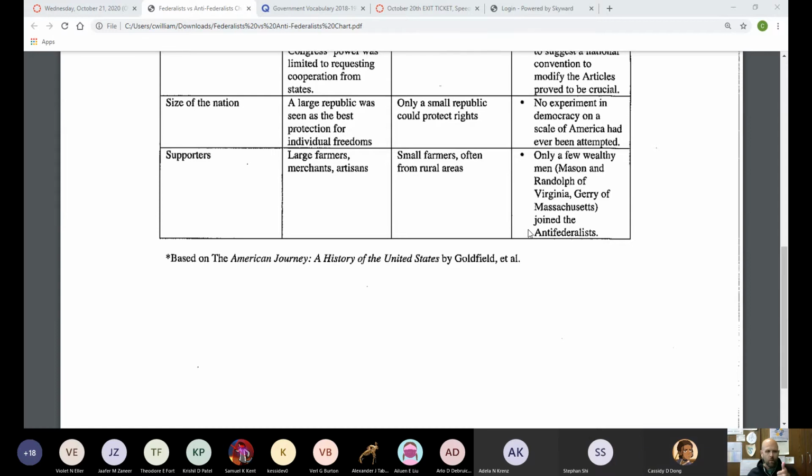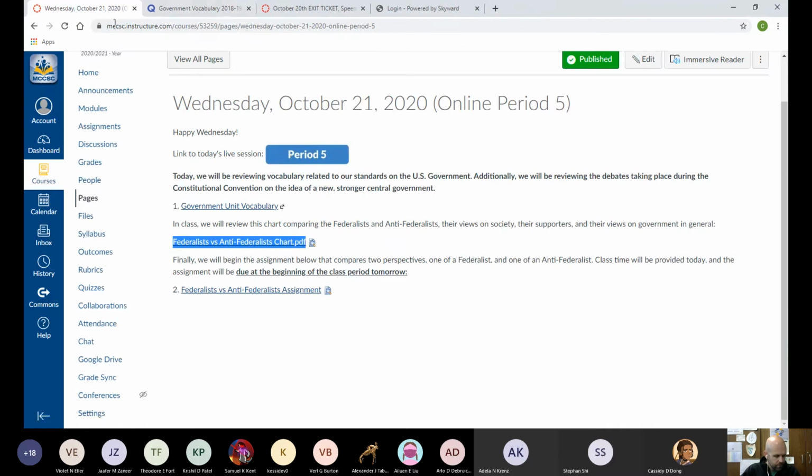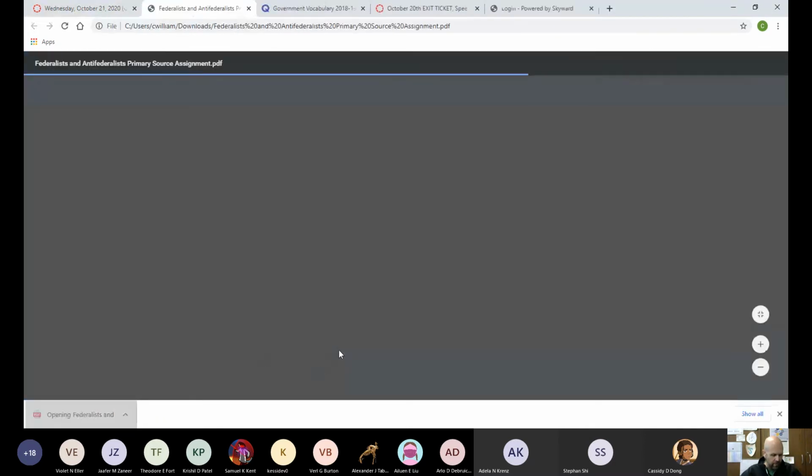Yeah. Cool. Okay, let's go back to the course page. And we're going to go to the last link here at the bottom under number 2. I hope everybody heard me there. And we're going to click where it says Federalist versus Anti-Federalist Assignment. And we're going to put that into Notability, please.